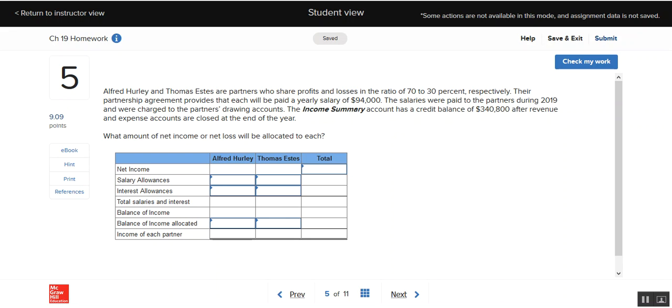And we've got a little chart here. All right, so the first thing you're going to do is start up here with net income. The net income is the amount that's in the income summary account because we would have closed out our revenue and expenses into that account. So that would be the revenue less the expenses. So we've got net income of $340,800 to split up. It says they each have a yearly salary of $94,000. So we're going to put that in there.